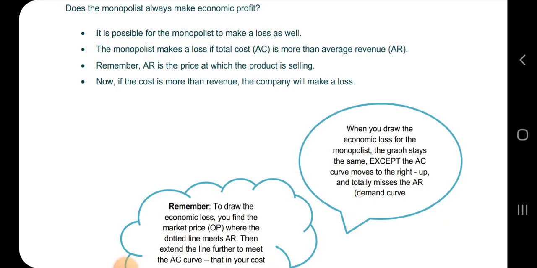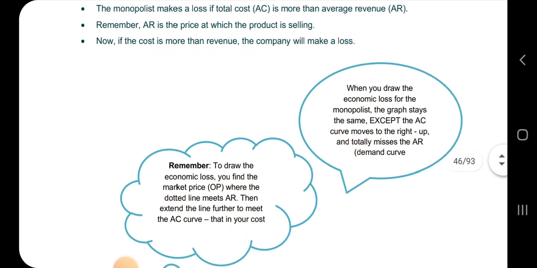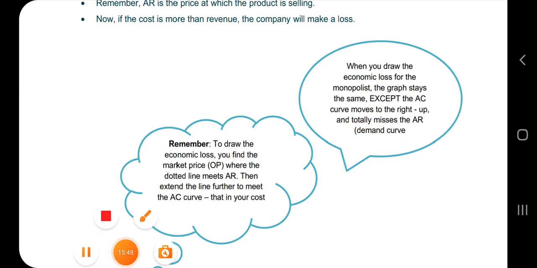The monopolist makes a loss if total cost is more than average revenue. Remember, average revenue is the price at which the firm is selling. Now, if the cost is more than revenue, the company will make a loss. We'll do graphs in the next video.